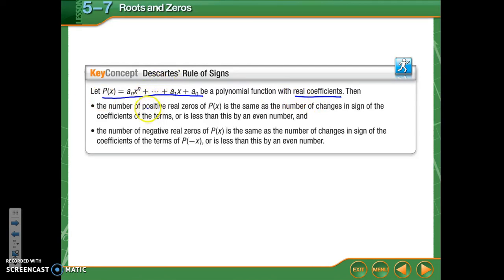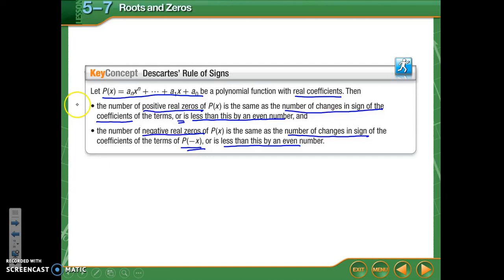So the number of positive real zeros is the same as the number of changes in the signs of the coefficients, or less than this by an even number. And the number of negative real zeros is the same as the number of changes in sign of p of -x, or less than this by an even number. So that sounds a little confusing. We're going to look at an example and see how we would apply that.